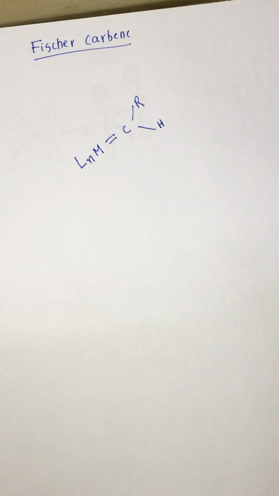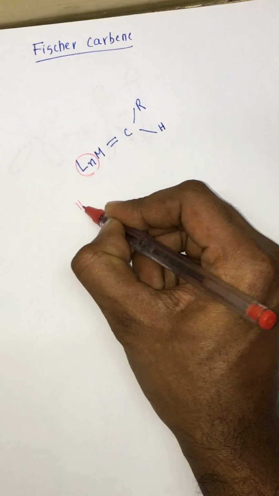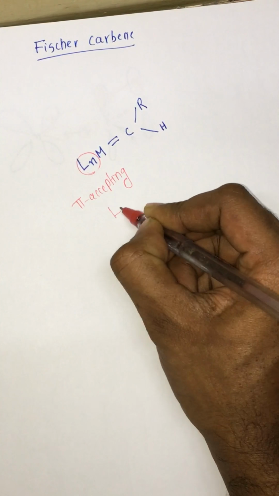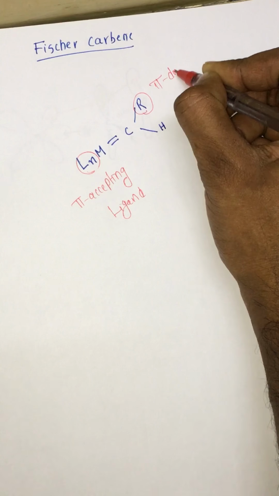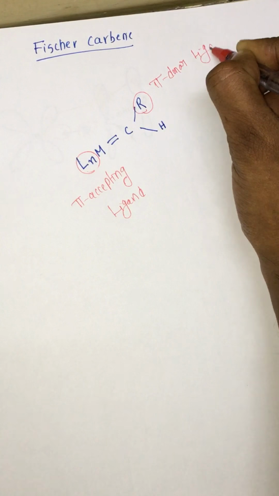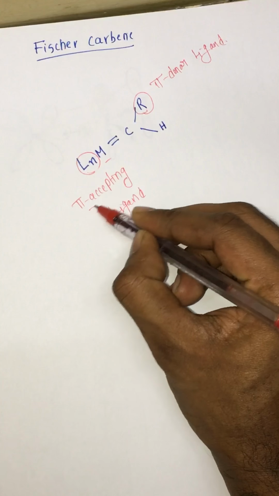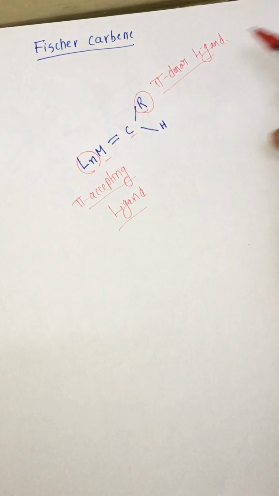Here this Ln should be a pi accepting ligand, and this R should be a pi donor ligand. Then only we call it a Fischer carbene. Otherwise we will not call it a Fischer carbene. So in Fischer carbenes the metal has to attach to the pi accepting ligand, and carbon has to attach to the pi donor ligand. So this is the condition for the Fischer carbene.